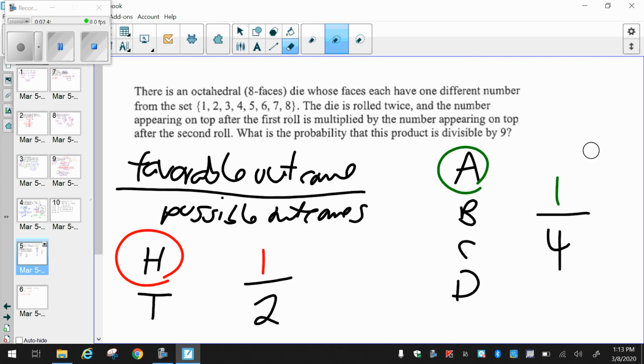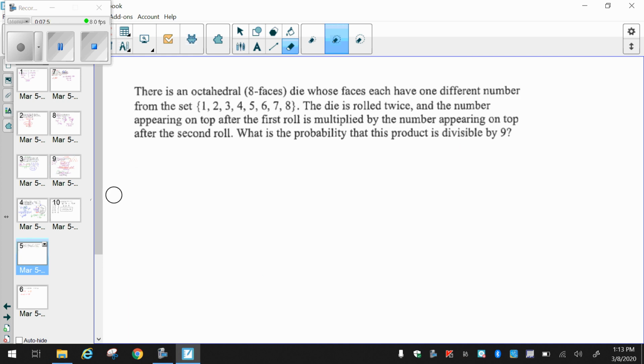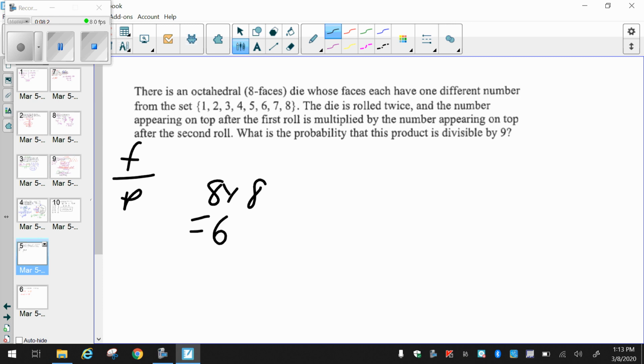So in this case, what we had to realize is that we have an 8-sided dice, which is a little bit different. Normally we have 6. And it's being rolled twice. So on the first roll, we could get any number 1, 2, 3, 4, 5, 6, 7, 8. And on the second roll, we could get any number 1, 2, 3, 4, 5, 6, 7, 8. Figure out how many possible outcomes there are, because remember, that's the bottom of our fraction: favorable divided by possible outcomes. There are 8 times 8, or 64 possible things that can happen when I roll 2 dice together.